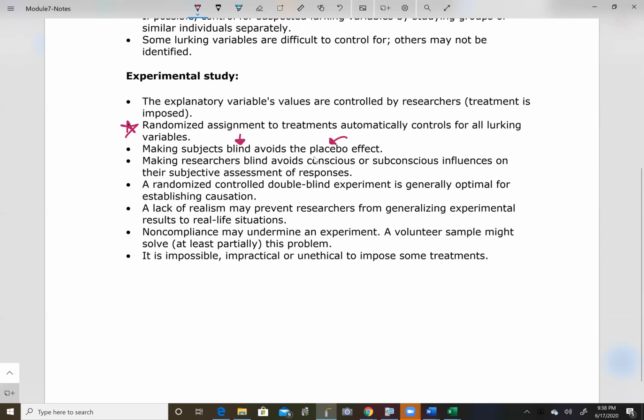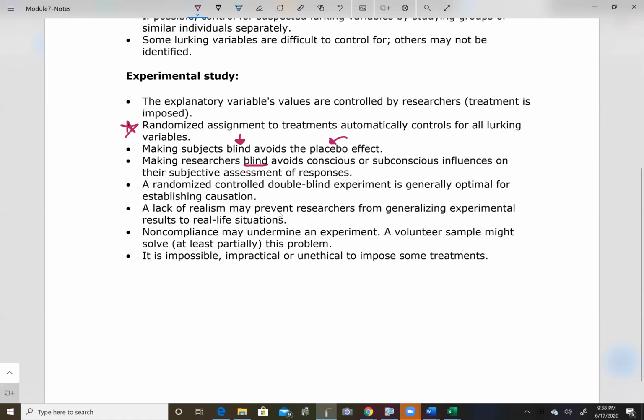Making researchers blind means the researchers don't know who is getting which pill. This avoids conscious or subconscious influence on their subjective assessment of responses. It's kind of like when I grade papers, I like to grade papers without looking at the names, because sometimes knowing how a student has done in the past will affect how teachers grade their papers. In my humble opinion, I do not have data to back that up. It's just a feeling I have. I like to grade things without looking at names.